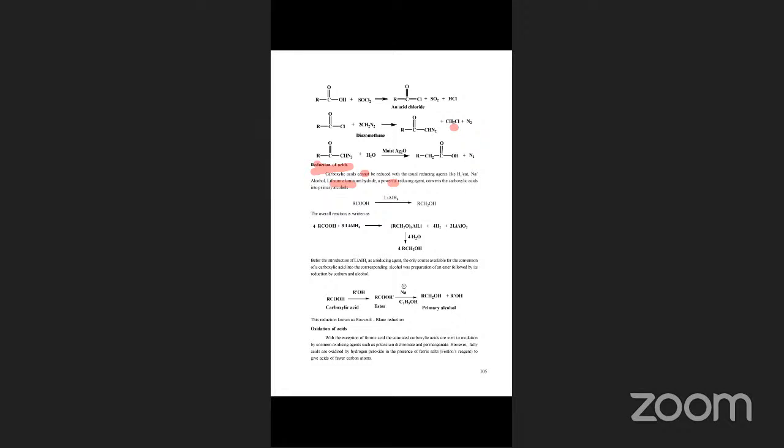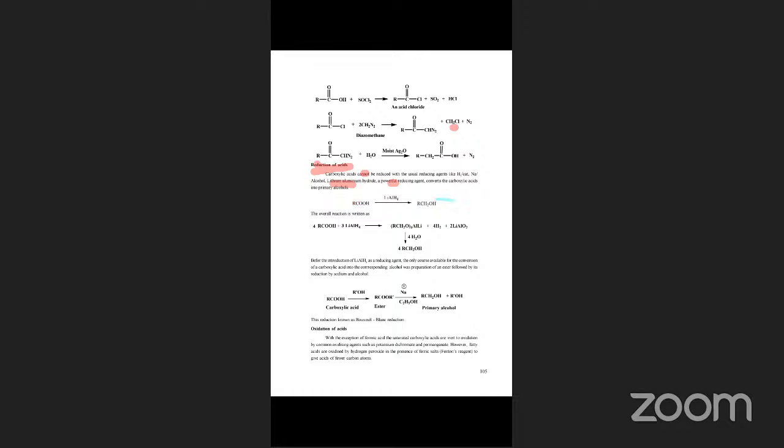Look, how has RCOOH changed? What is OH? What is the functional group of OH? Alcohol. And here, what is COOH? Carboxylic acid. Carboxylic acid is reduced. Reduced means, what is reduction? Adding of hydrogen or removing of oxygen.